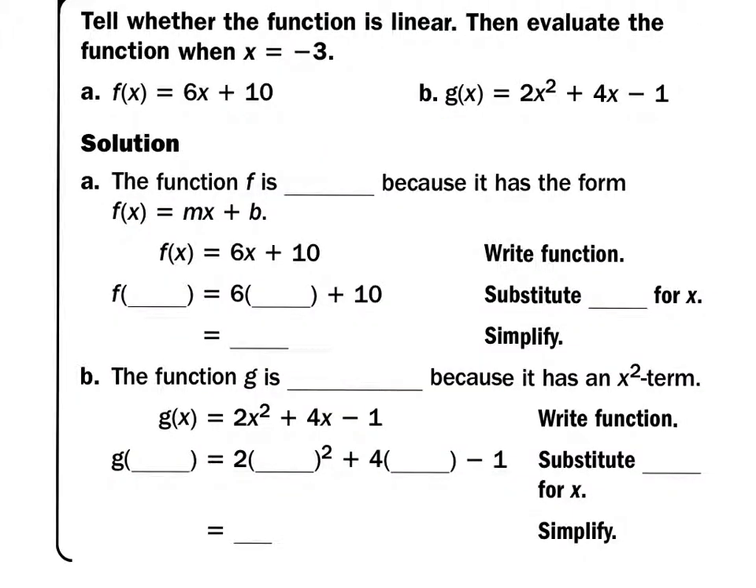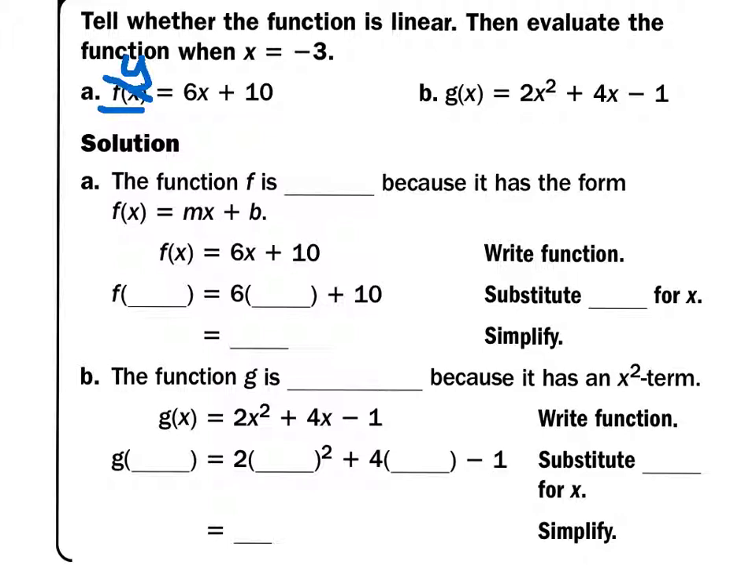Okay, example 4. Tell whether the function is linear. Then evaluate the function when x equals -3. A, is A linear? Yes. Now, a lot of people get confused with this f of x, and that notation is just function notation. It says a function at x equals 6x plus 10. F of x is a fancy way to just write y. So anytime you see f of x, just think y.